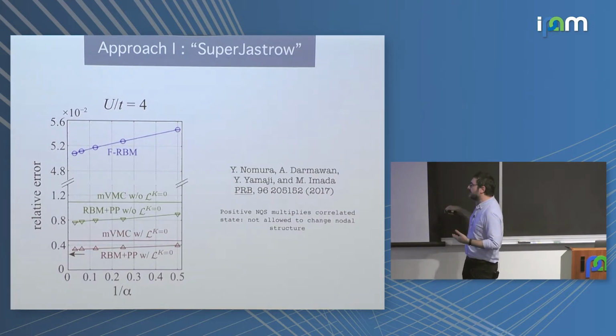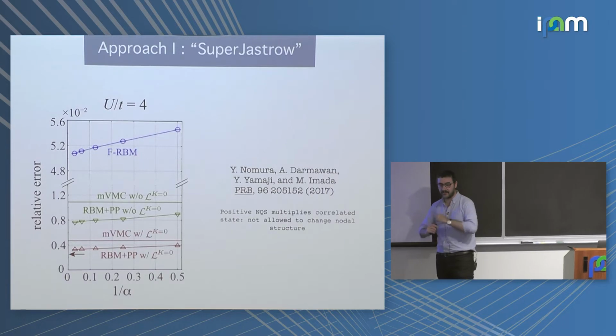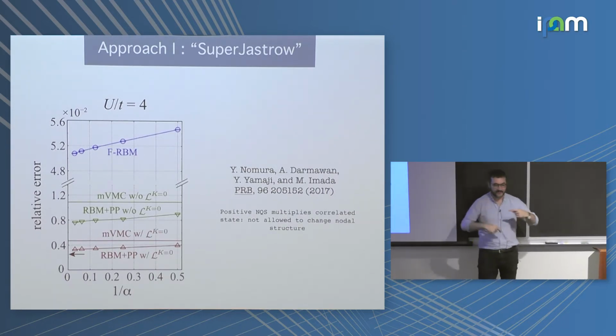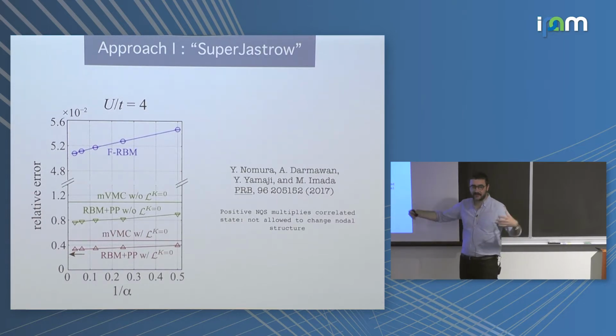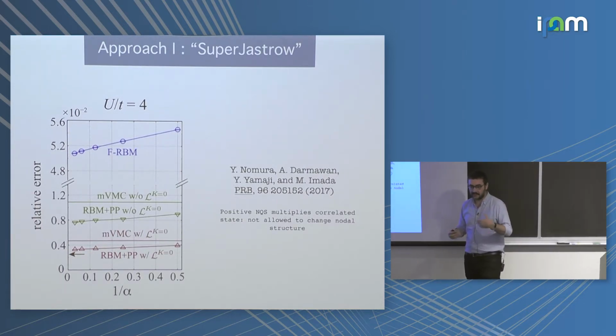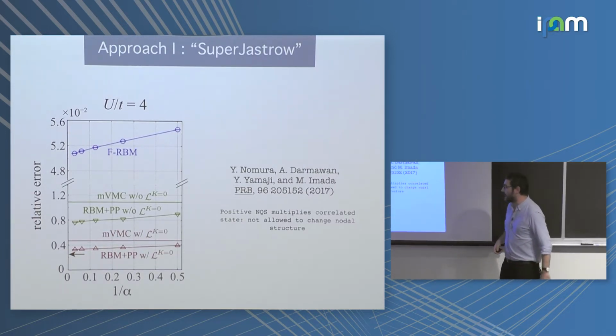The drawback is that since this NQS is taken to be positive, you cannot change the nodal structure, basically where the wave function changes sign. This means that even if you increase alpha, the size of the network, you cannot converge exactly to the ground state of the problem you are studying. This was a benchmark on the Hubbard model in 2 dimensions, and you can see that extrapolating alpha to 0 does not give you an error of 0, because of this reason.